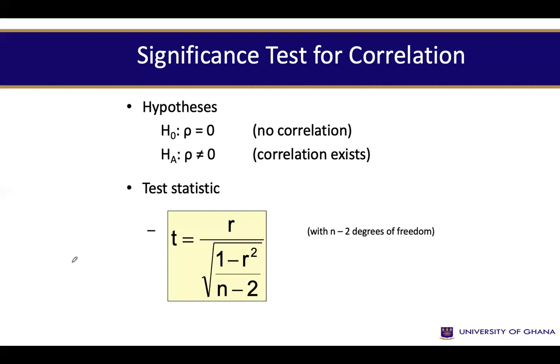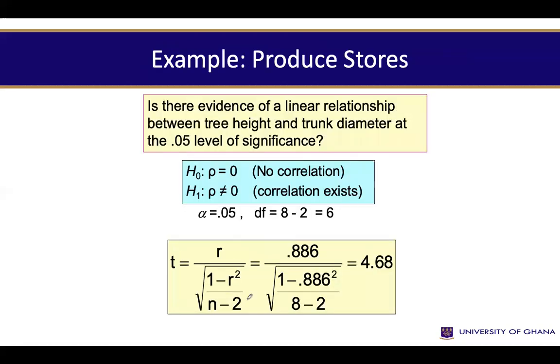And the test statistic is identified as this: r divided by the square root of (1 minus r squared) divided by (n minus 2). And it follows a t distribution with n minus 2 degrees of freedom, where n is the sample size. So let's look at this question.